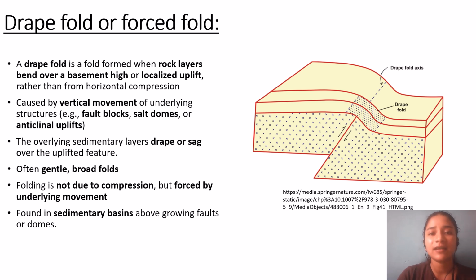You can see in the diagram how the layers thin out or sag slightly on the flanks and thicken over the crest. This is a characteristic feature of a drape fold. So remember, the folding here is not due to a horizontal push, but rather a vertical forcing from below, causing the layers above to bend and drape.